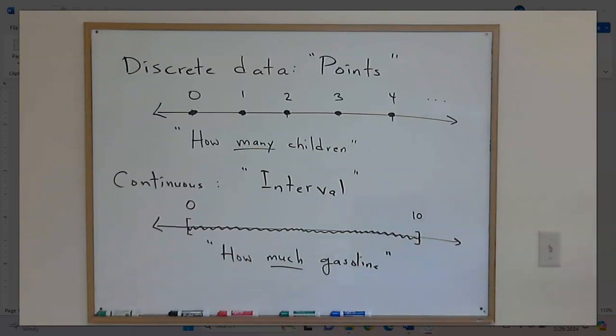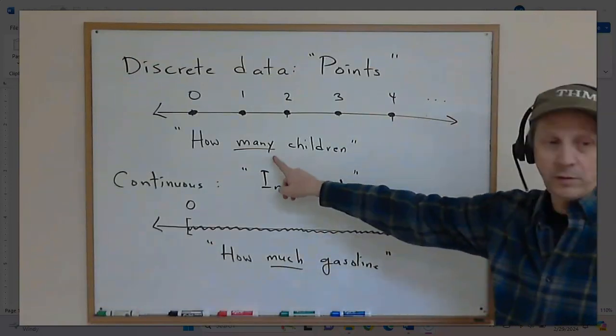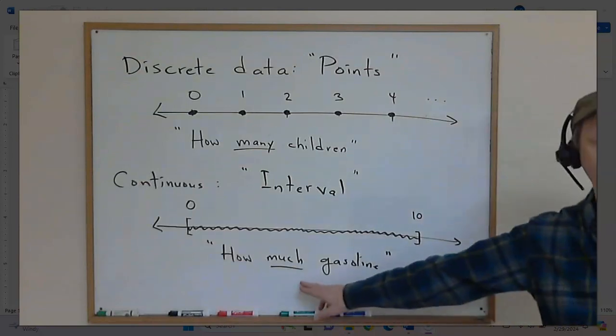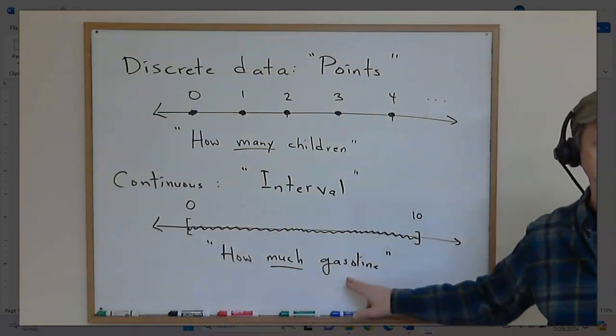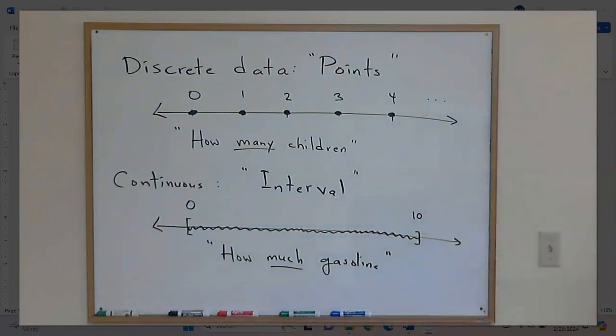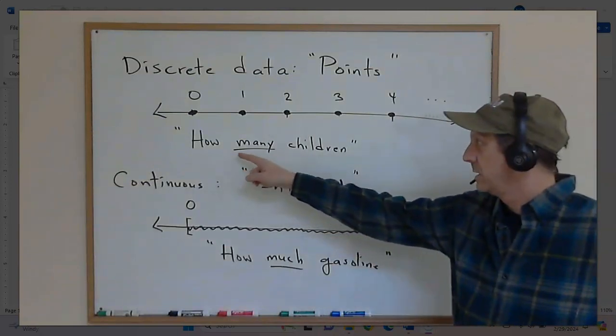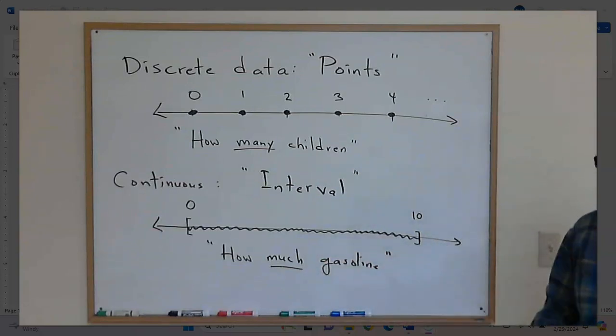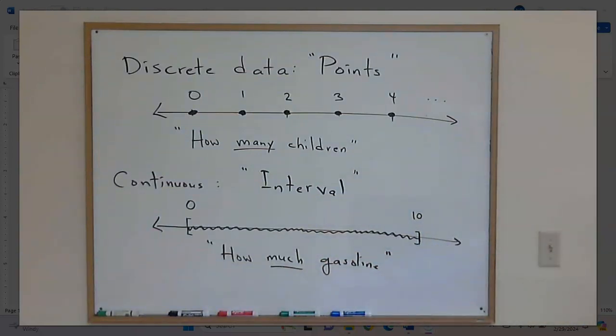And a discrete data question is often triggered by the word many, the phrase how many children do you have, as opposed to how much gasoline is in your tank. That would be continuous data. So if you look for English cues, you would never say how much children do you have or how many gasolines do you have, right? So that's a pretty good pointer for the difference between these.